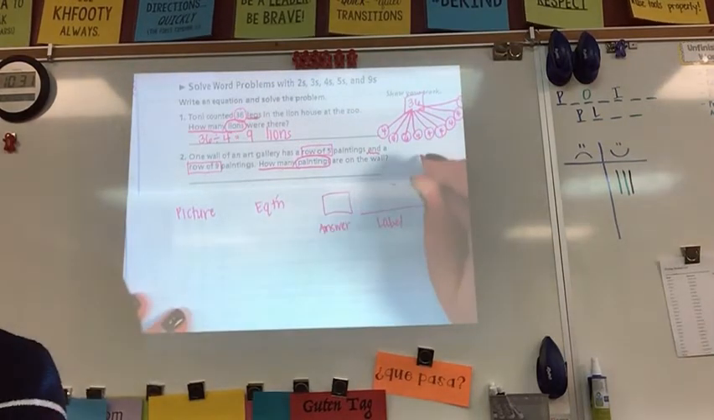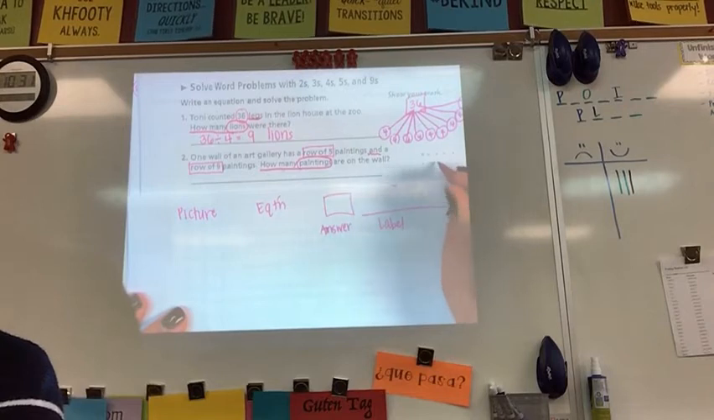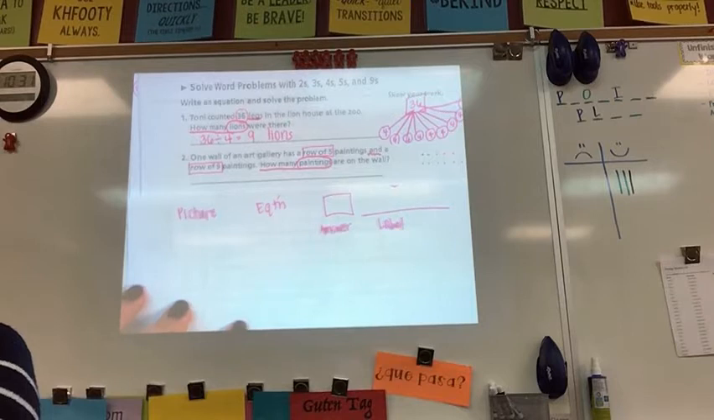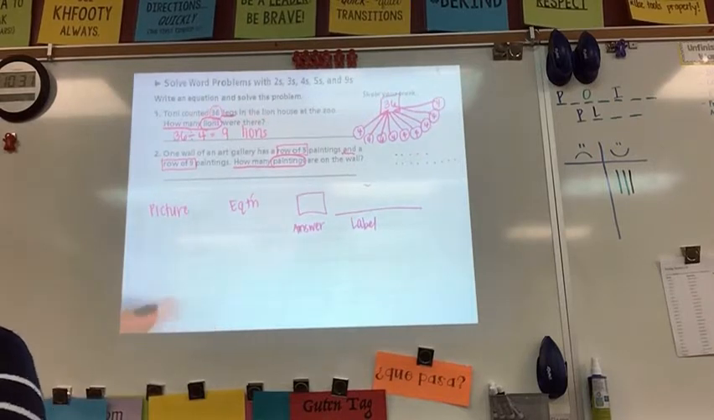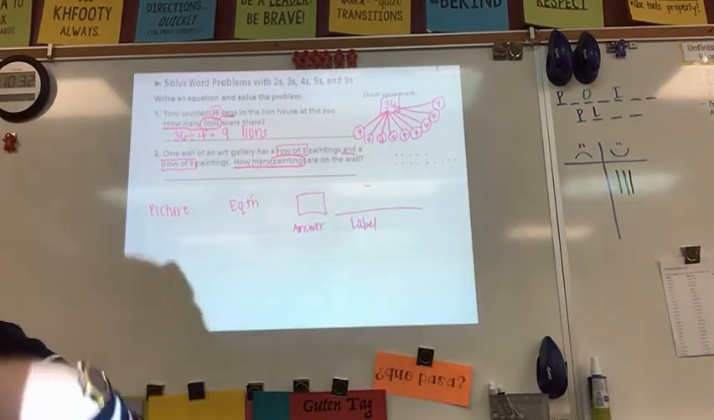I've got one row of 5. 1, 2, 3, 4, 5. And I've got one row of 9. 1, 2, 3, 4, 5, 6, 7, 8, 9. Can I multiply to find that total? No, because they're not equal. What would I do instead? If there's a row of 5, there's a row of 9, and I need to find the total.